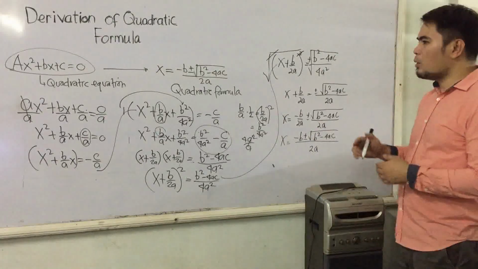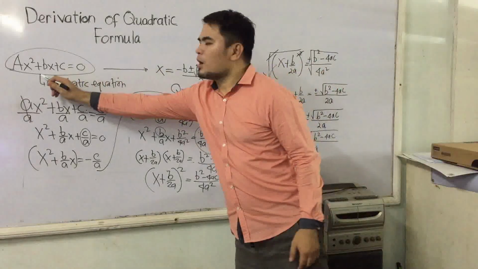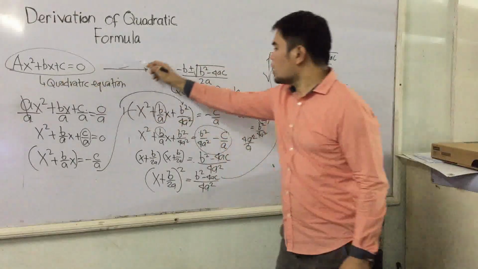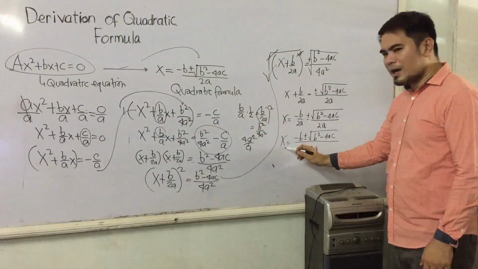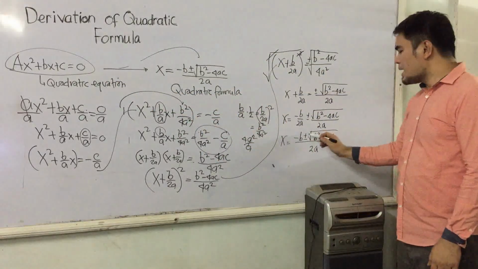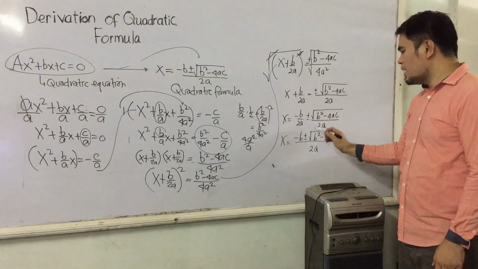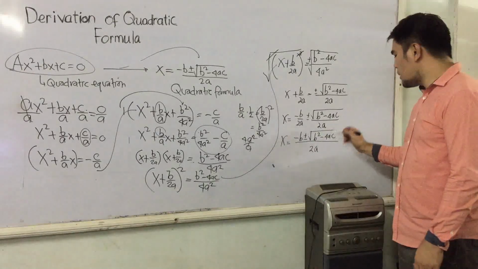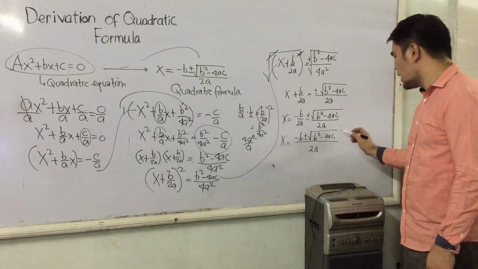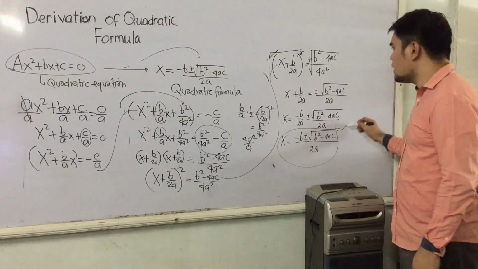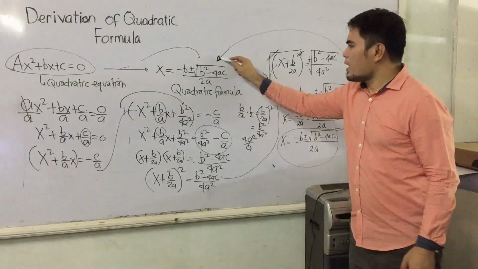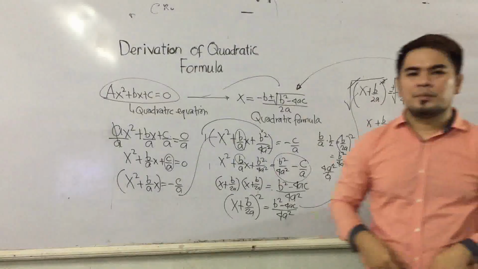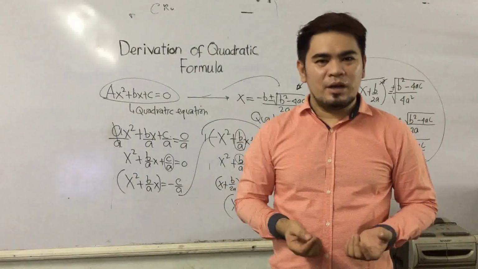So as we all know, our goal was to go from a quadratic equation to the quadratic formula. So from here, we derive x equals negative b plus minus, or positive and negative, the square root of b squared minus 4ac divided by 2a. So we have here our quadratic formula. It's already derived. Okay? That's the end of my video this afternoon.